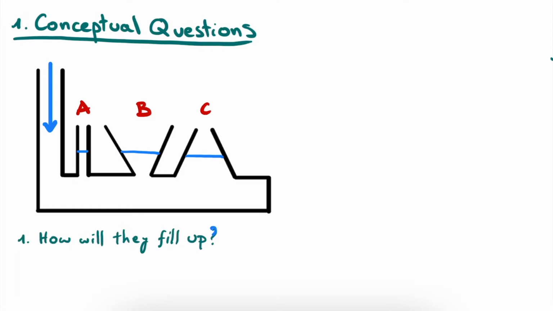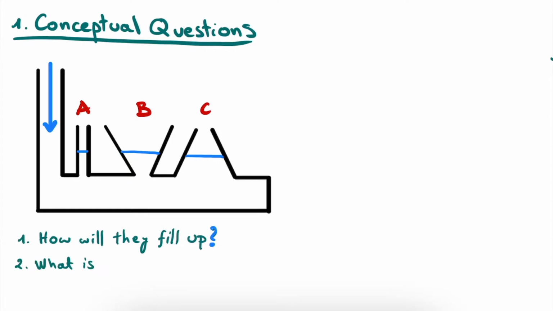So to answer our initial question, how will they fill up? Well, basically they will fill up at the same rate, meaning that the height of the water level will change at the same rate and at each point will be exactly the same. And the underlying principle here is that communicating vessels will always have the same height of water surface.